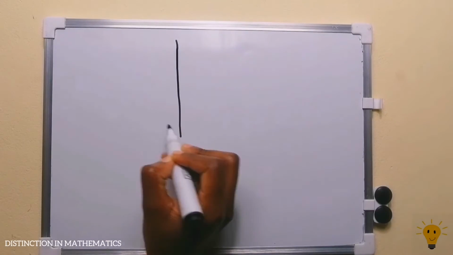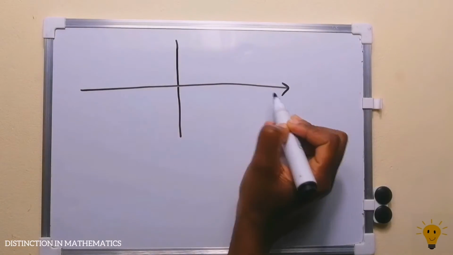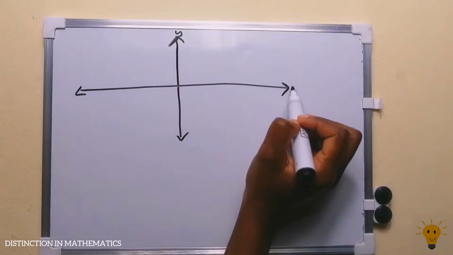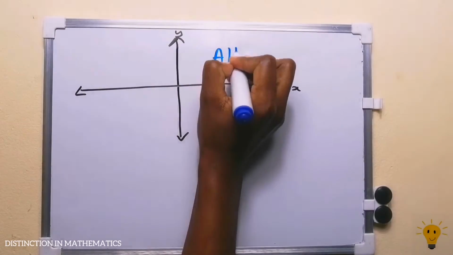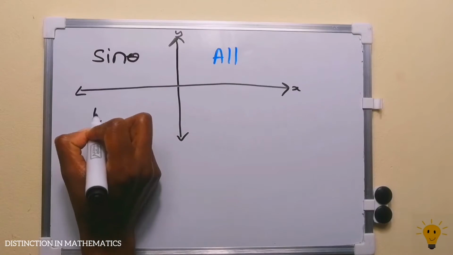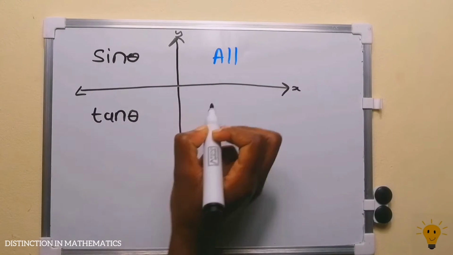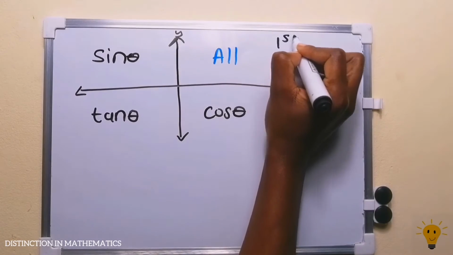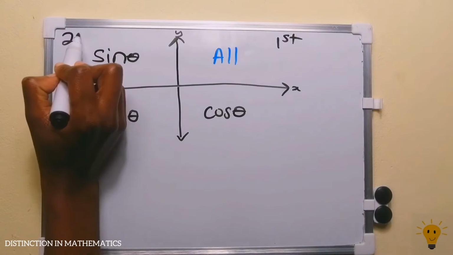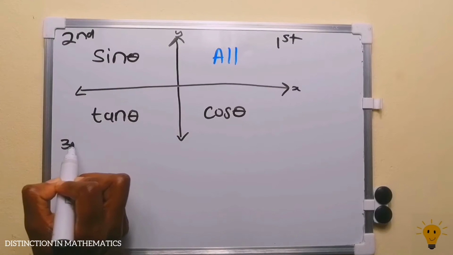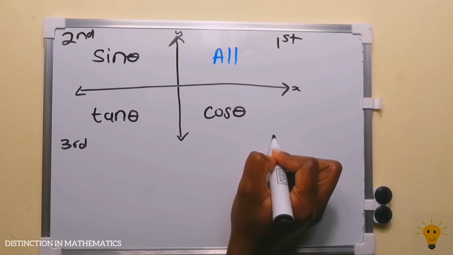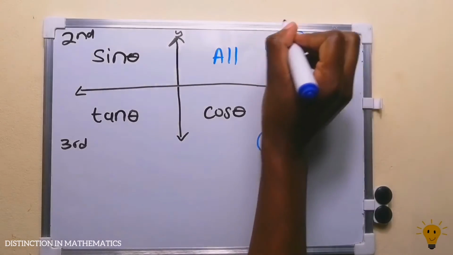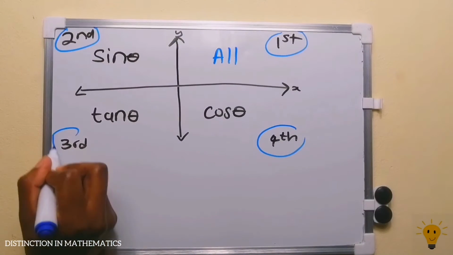Now, one more thing I want us to note is that the Cartesian plane is divided into 4 quadrants, and all of the trigonometric functions, which are sine theta, cos theta, and tan theta, are all positive in the first quadrant. So they are all positive only in the first quadrant. Sine theta is positive in the second quadrant, where cos theta and tan theta are negative. And tan theta is positive in the third quadrant, where cos theta and sine theta are negative. Cos theta is positive in the fourth quadrant, where sine theta and tan theta are negative. Please note this, and let's get straight to the questions.